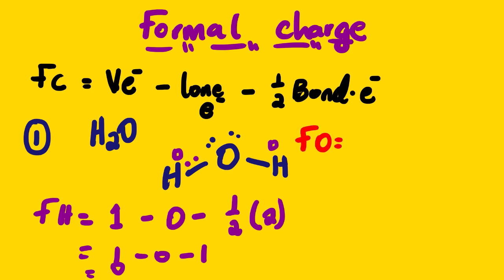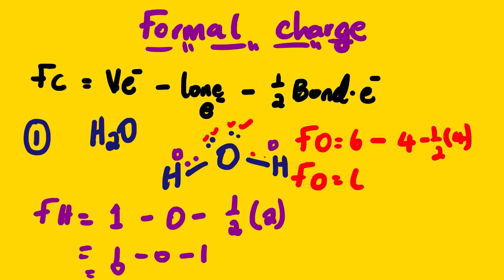It equals, we know that the valence electron of oxygen is 6, it's from group number 6, minus the lone pair electrons, it is 1, 2, 3, 4. So we have 4 here, minus half of the bonded electrons, we have 1, 2, 3, 4, we have 4 here. So the formal charge of oxygen equals 6 minus 4, minus 2, which gives us 0. So you can see that the formal charge of oxygen here is also 0.